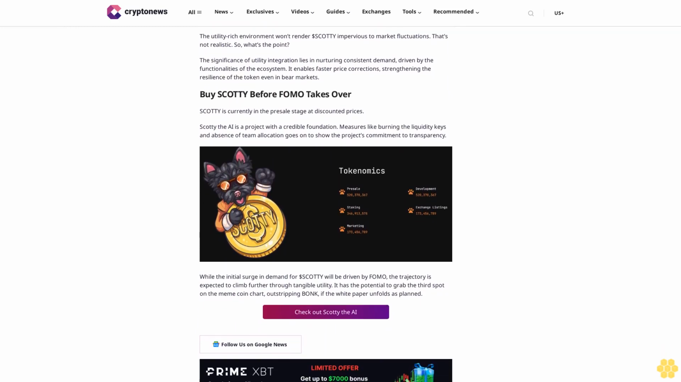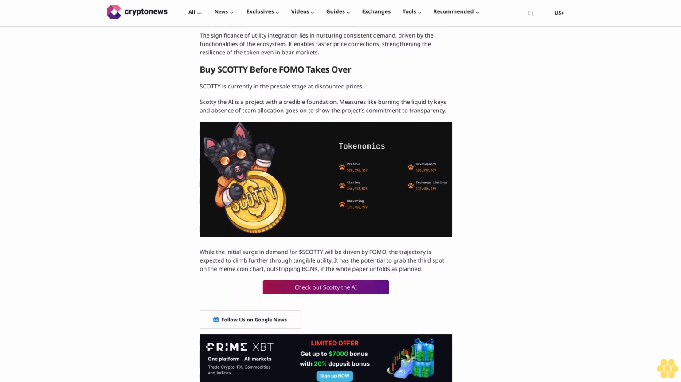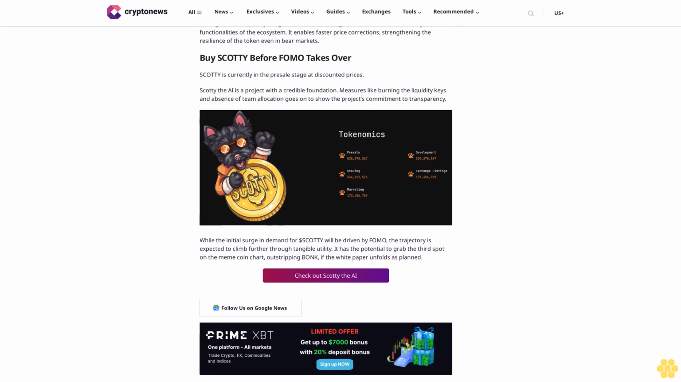The utility-rich environment won't render $SCOTTY impervious to market fluctuations. That's not realistic. So, what's the point? The significance of utility integration lies in nurturing consistent demand, driven by the functionalities of the ecosystem. It enables faster price corrections, strengthening the resilience of the token even in bear markets.